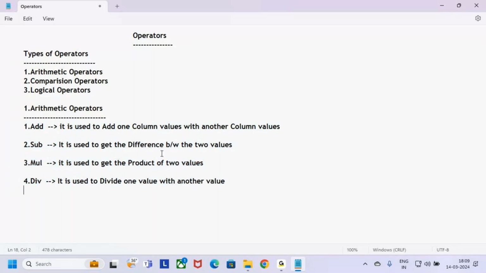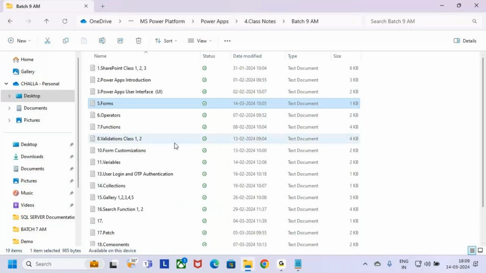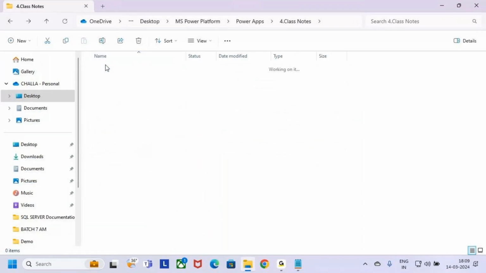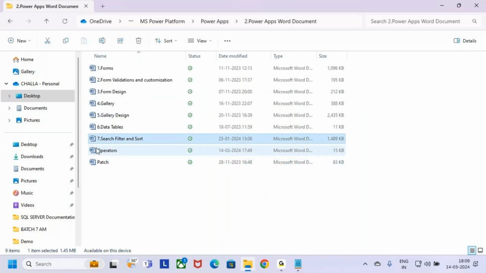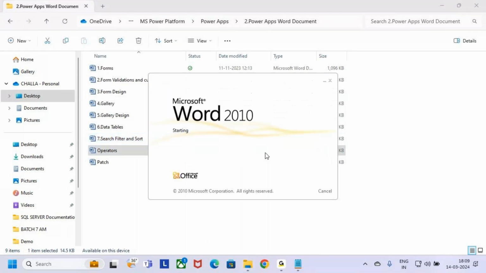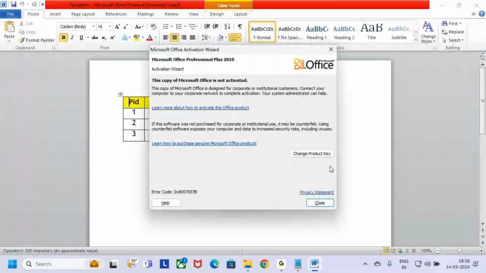So let me open one Word document now, and let me explain how to use these arithmetic operators. Let me show you how to use these arithmetic operators. What are the scenarios? Let me open this operators Word document, and now see.